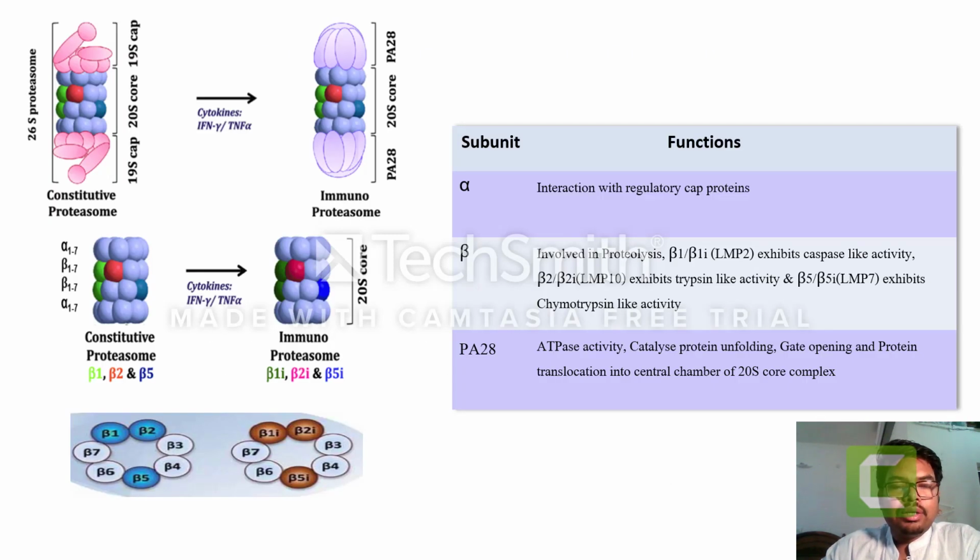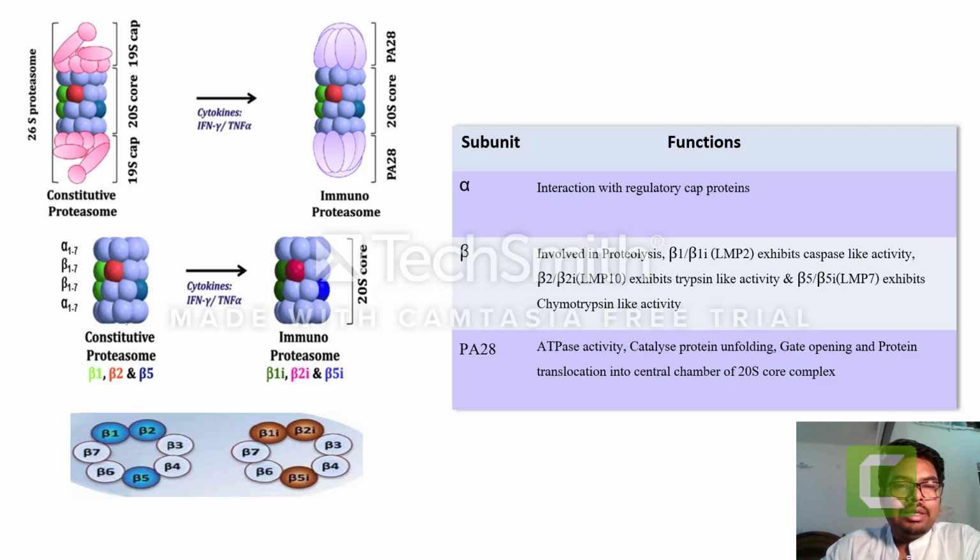So here you can see the overall assembly of the protease complexes. This one over here is the constitutive proteasome. The constitutive proteasome is comprised of a centrally located 20S core component, which is bordered by a 19S cap region, one cap at the top while the other at the bottom.